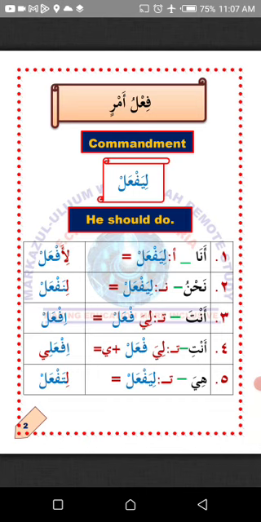Hamsa, number five. Hiya, she. So how do we change the verb liyaf'al to suit hiya? All you need to do is to detach ya'un and attach ta'un. So the verb liyaf'al will now become litaf'al, which means she should do.